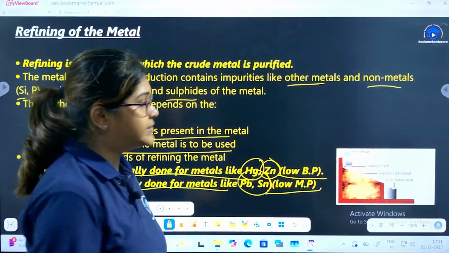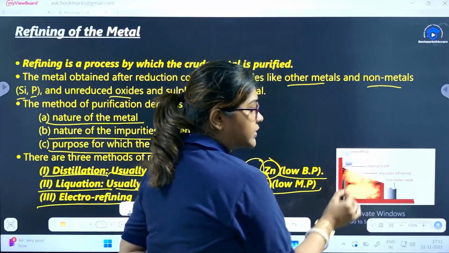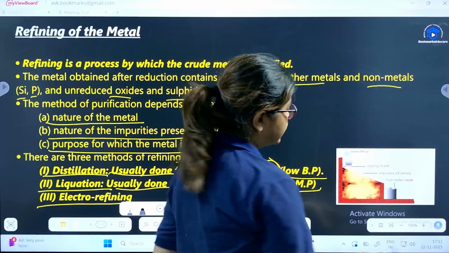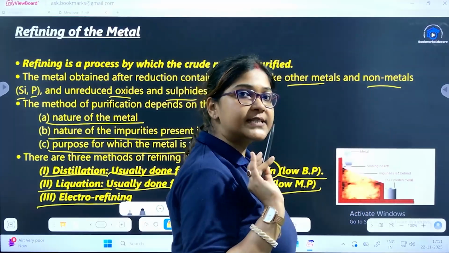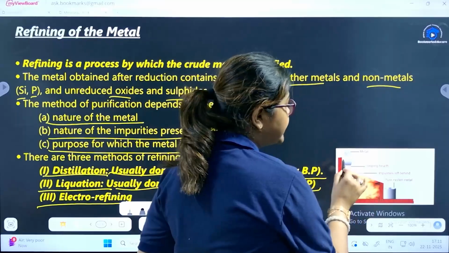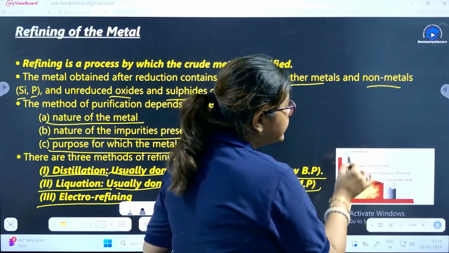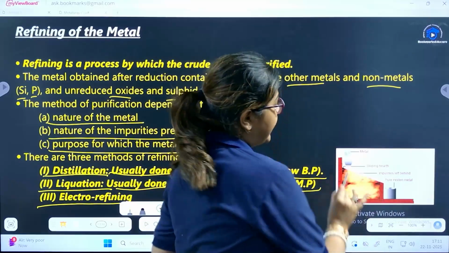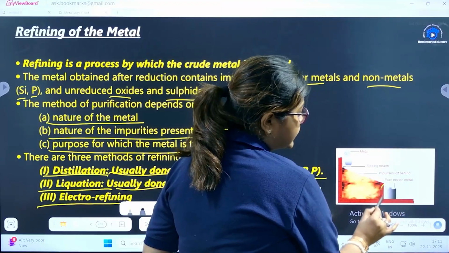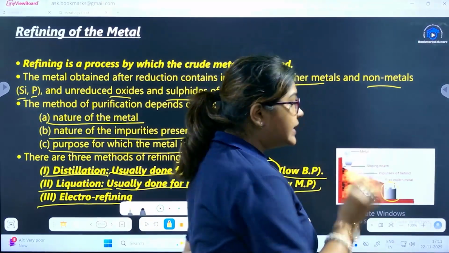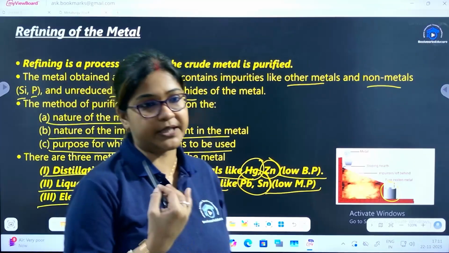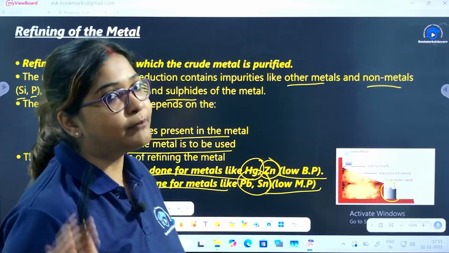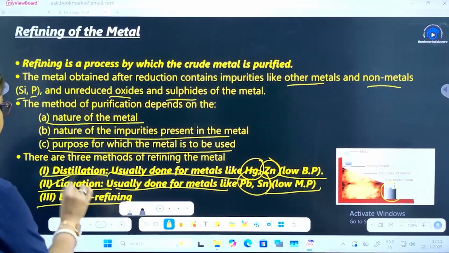Liquation: you have here a hot or molten furnace. You just drop the metal here, and because it has a low melting point, with a sloping hearth here, the metal will melt and be collected here at the bottom, leaving behind the impurities, because they have a high melting point and at that particular temperature they will not melt. So this is the process of liquation.